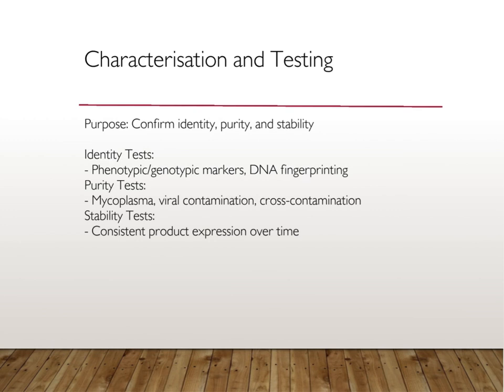This is the heart of Q5D, the testing program that defines the quality of your cell banks. Testing focuses on three key attributes. Identity, by confirming the cell is what it claims to be. Purity, by ensuring it's free from microbial or cellular contaminants. Stability, by proving the cell line consistently produces the intended product.